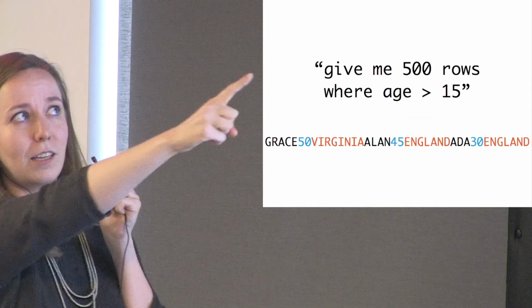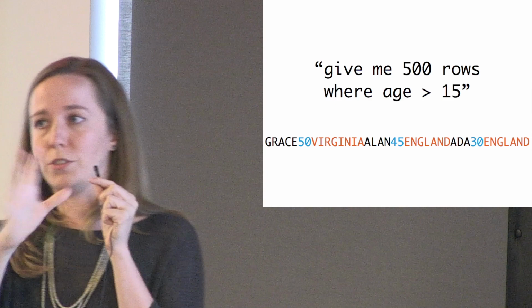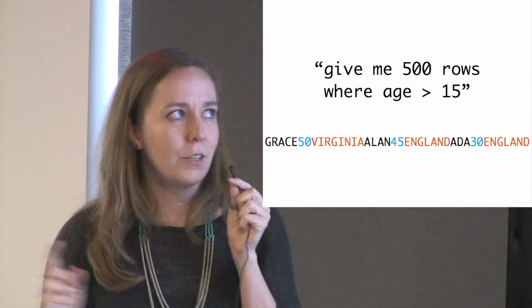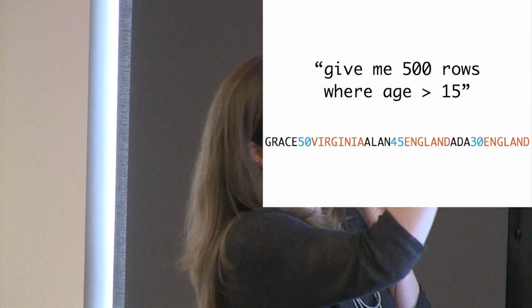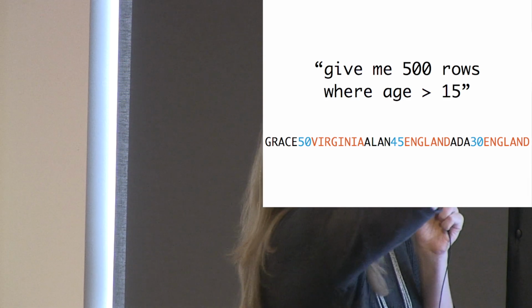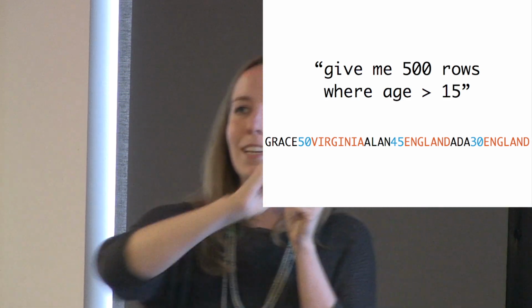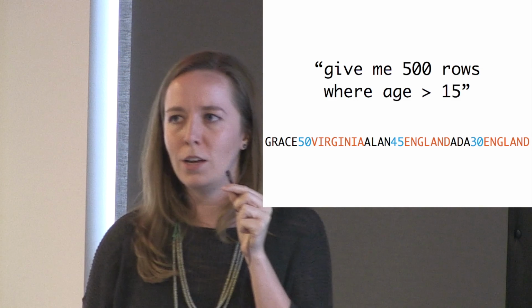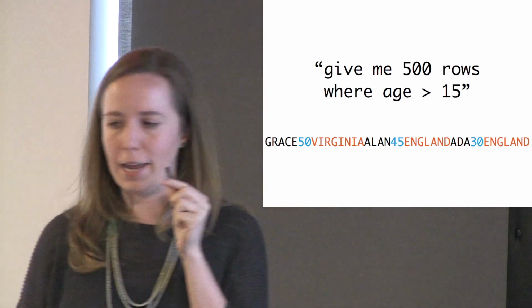So basically what I was forcing my computers to do is jump around on this disk and find all the different bits of information. Because remember, I was asking it to give me 500 rows where the age meets a certain condition. So I was making it go, 50, is that more than 15? Yes, okay, find 45, is that more? Yes, okay, and I had to go and seek and find each age, each row. And that's why it was running so much slower than I expected.